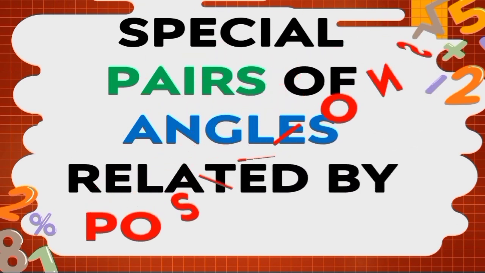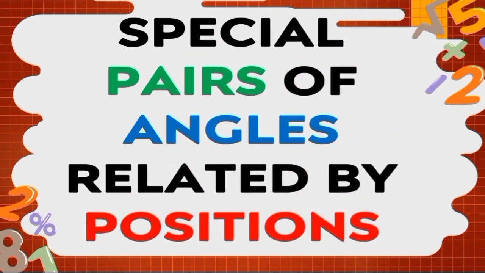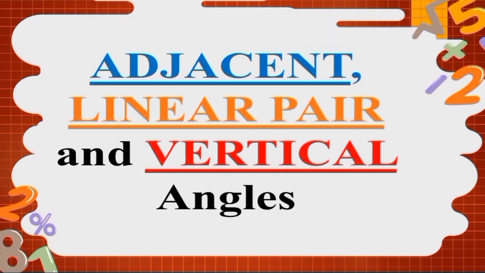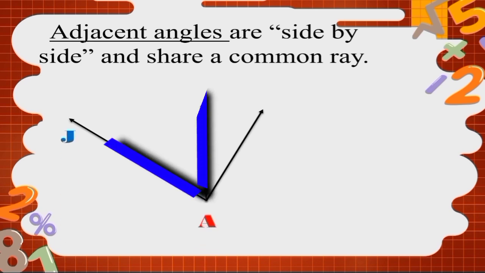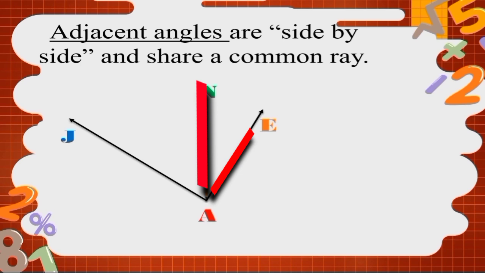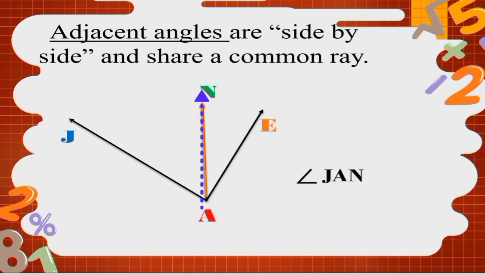Next, we have special pairs of angles related by positions. These angles are adjacent angle, linear pair of angles, and vertical angles. Adjacent angles are side by side and share a common ray. So in this case, angle JAN and angle NAE are adjacent angles, and their common side is ray AN. Pwede rin, angle EAN is adjacent to angle NAJ.